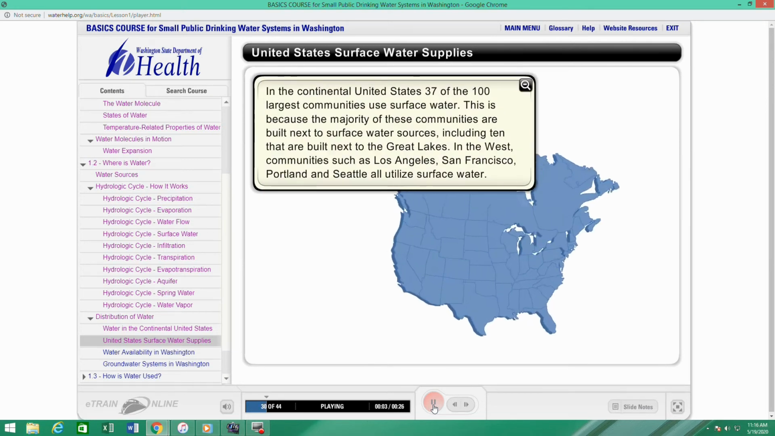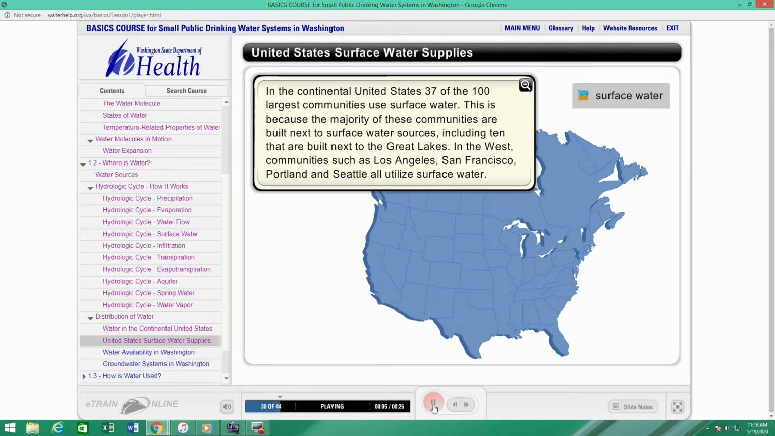In the continental United States, 37 of the 100 largest communities use surface water. This is because the majority of these communities are built next to surface water sources, including 10 that are built next to the Great Lakes. In the West, communities such as Los Angeles, San Francisco, Portland, and Seattle all utilize surface water.